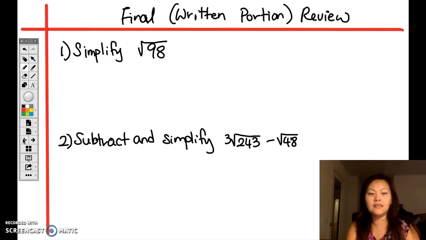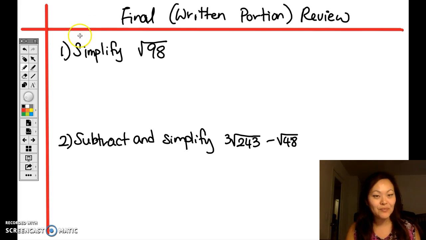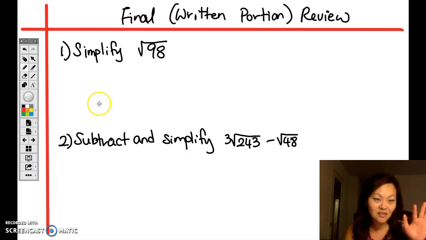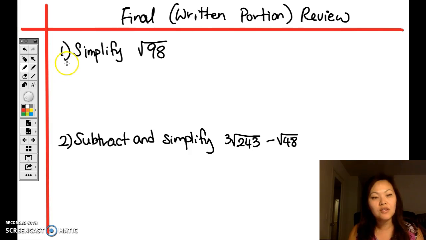Okay, so let's see. This is the final review for the written portion, okay? So today I want to do only 10 questions and then hopefully tomorrow we'll do the next. I can only record for 15 minutes, so if I get disconnected, I'll just make two. Question number one, simplify square root of 98.